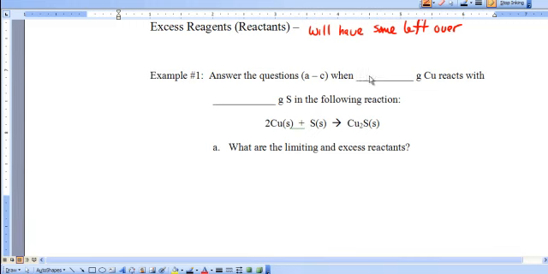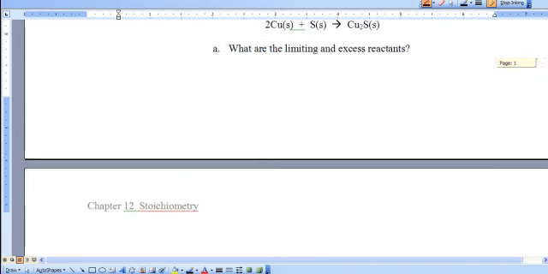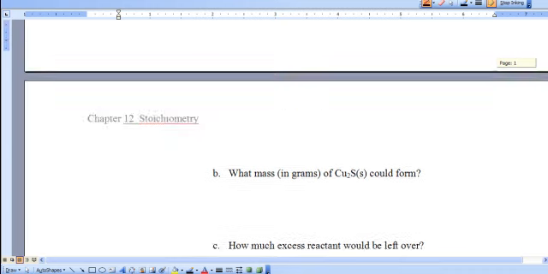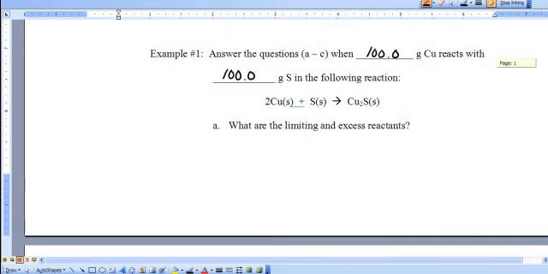So let's say that we have 100 grams of copper reacting with 100 grams of sulfur in the following reaction, where you take copper metal and sulfur metal, and it combines to form copper 1 sulfide. Now, the questions are, what are the limiting and excess reactants? On the next page, we're going to be taking a look at how much of the product can form, and then the last one, how much excess reactant would be left over. So let's go ahead and work through these questions.